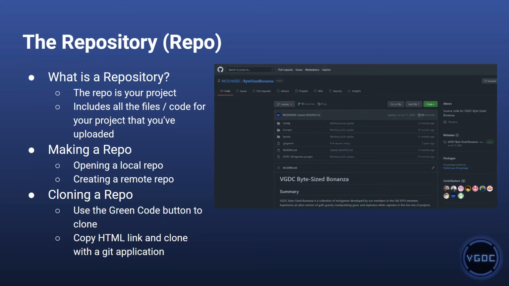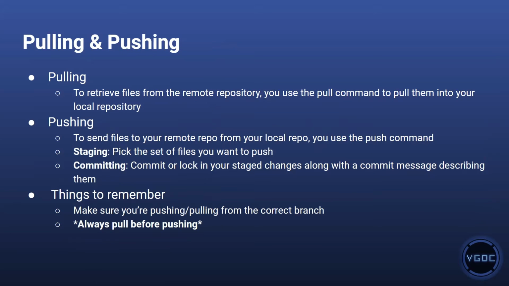Now, what you're going to be mainly doing with GitHub is you're going to be making changes on your local project and then sending those changes to the remote project. So the main actions of Git with doing all of this are pulling and pushing. Pulling is how you retrieve files from the remote repository. You use the pull command, and you pull them from the remote repository into your local repository. To push files or to send files, use the push command. And that will send your local files to the remote repo.